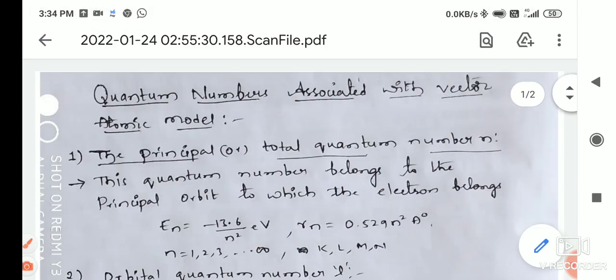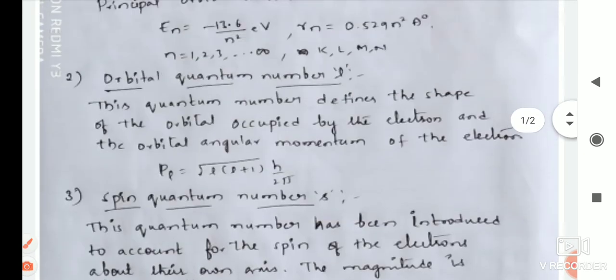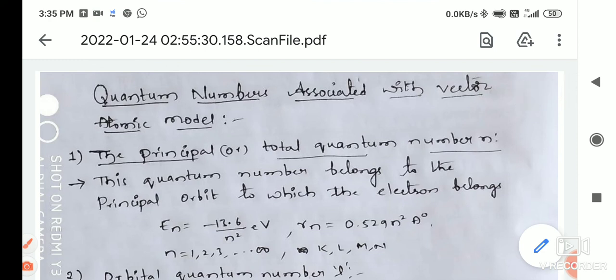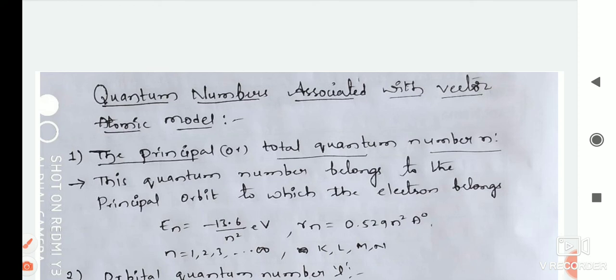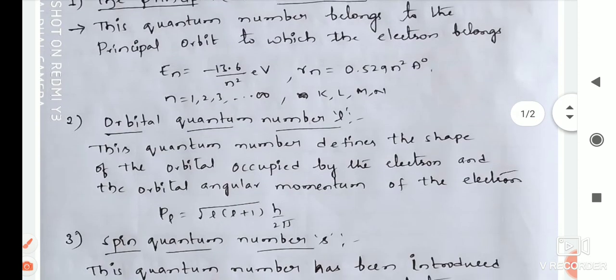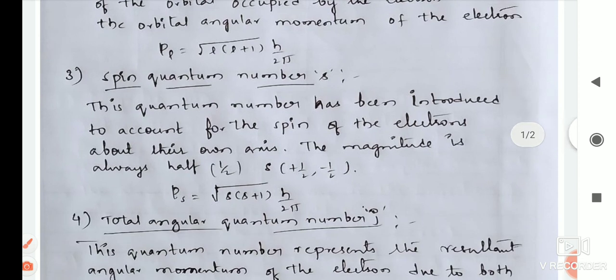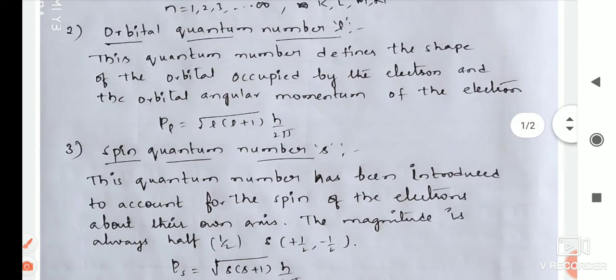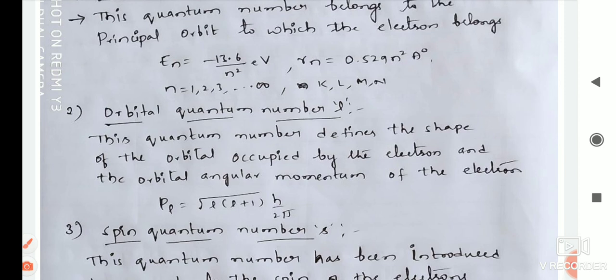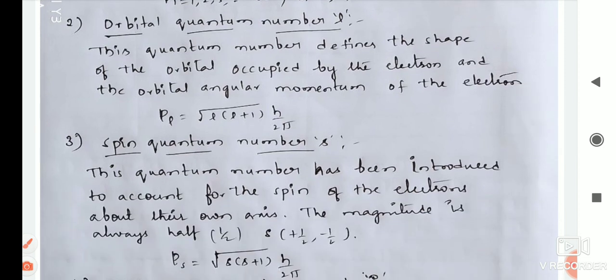Like this, the quantum numbers associated with the vector atomic model are 7. These explain the behavior of the electron in the atom. The principal quantum number gives the size of the orbit, the orbital quantum number gives the shape of the orbital, and the spin quantum number explains the rotation of the electron around its axis. The orbital quantum number explains the revolution of the electron around the orbit.